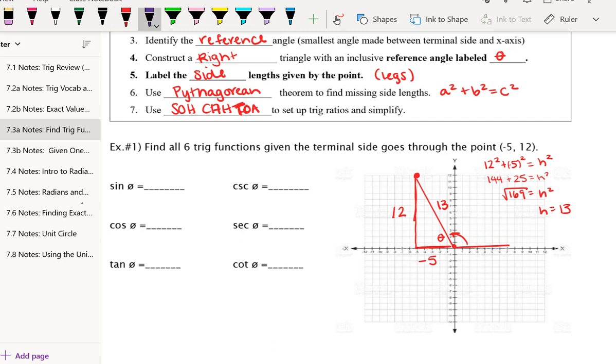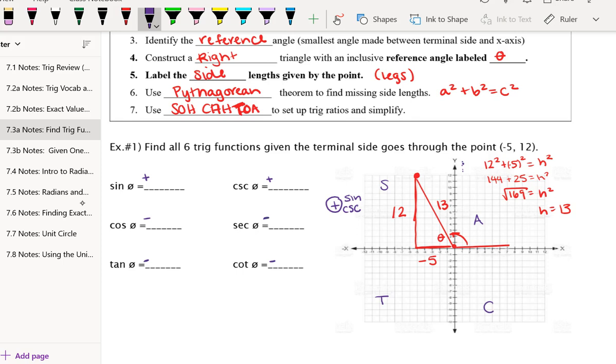The other thing we need to remember is all students take calculus. So that, remember, means in this quadrant, sine and cosecant are going to be your positive functions. Everything else is going to be negative. All right? So that means sine is going to be positive, cosecant is going to be positive, and cosine, secant, tangent, and cotangent are all going to be negative functions. And you'll see how this plays out.